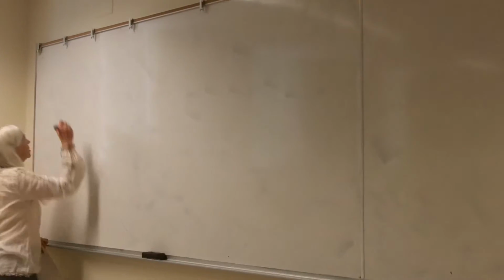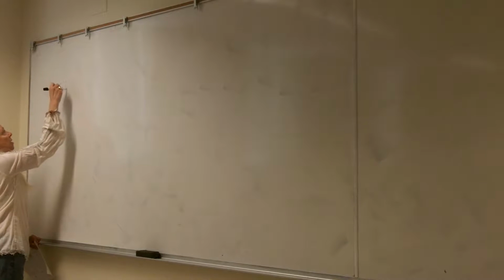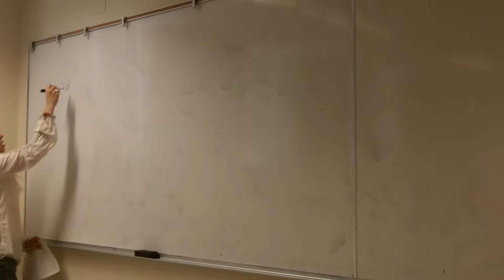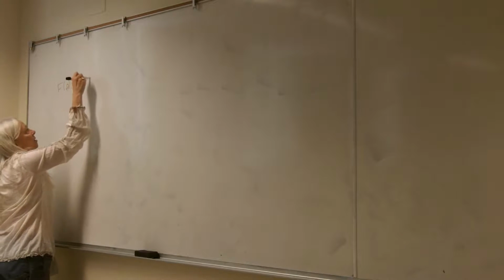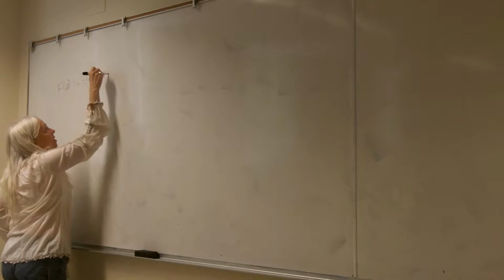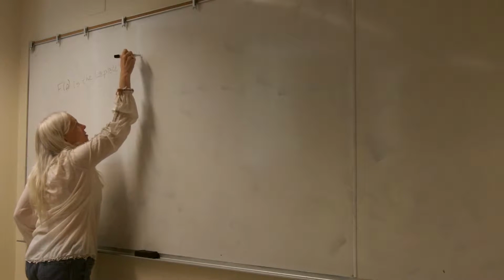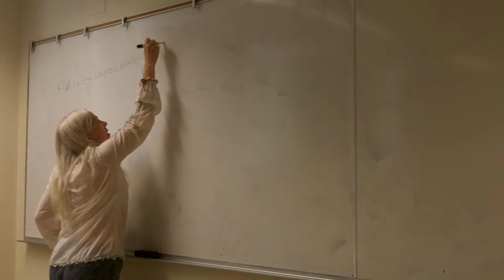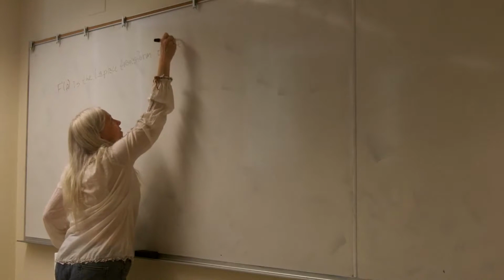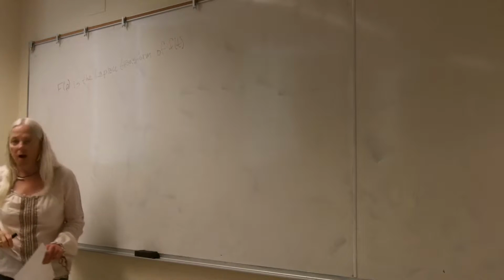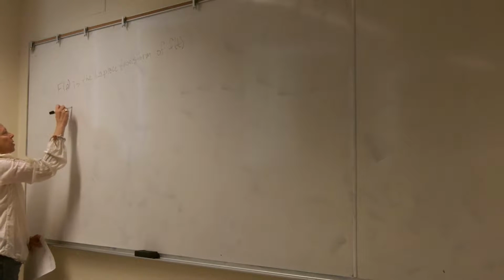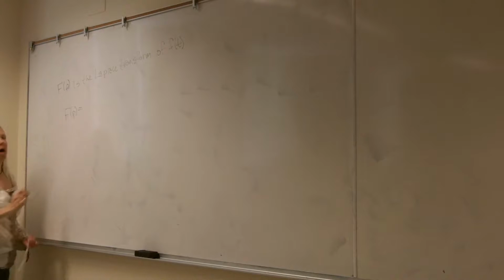So let me remind you that we have two functions. Call one of them capital F of p. This is the Laplace transform of another function, little f of t. Notice these two functions are functions of different variables. And this is how they're related.